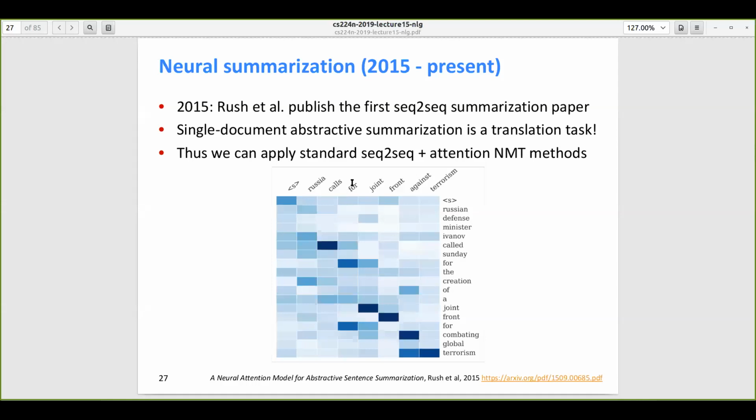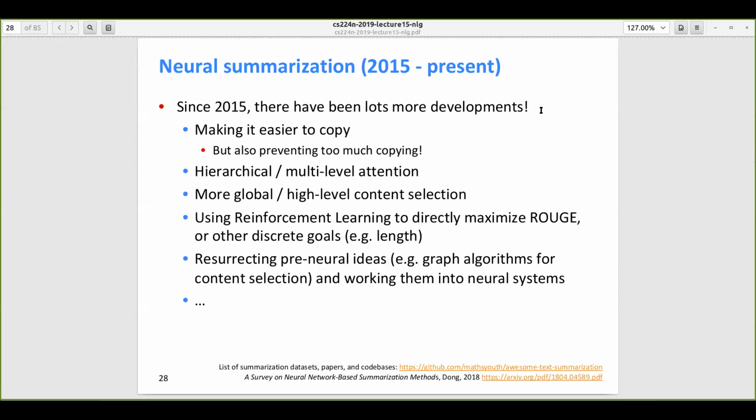So now we are talking about neural summarization, which started around 2015, and the sequence-to-sequence model was used. There is the seq2seq summarization paper. Just like other NLP tasks, even summarization has seen a lot of development since 2015 or so. One thing is making it easier to copy. So what does the word copy mean here?